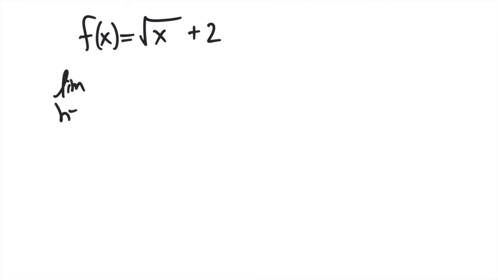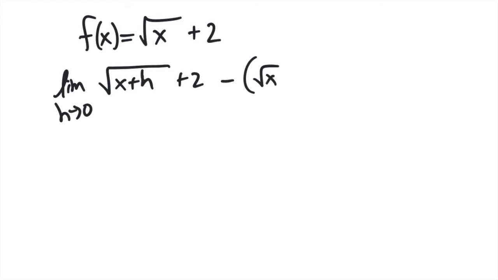The limit as h goes to 0 of f of x plus h looks like the square root of x plus h plus 2. Minus f of x, which is just your original function. And I hope you're getting a little faster of kind of writing these out and thinking about what the formula looks like and making sure that we can have our correct steps here to get started. So there's your f of x plus h minus f of x, all divided by h.